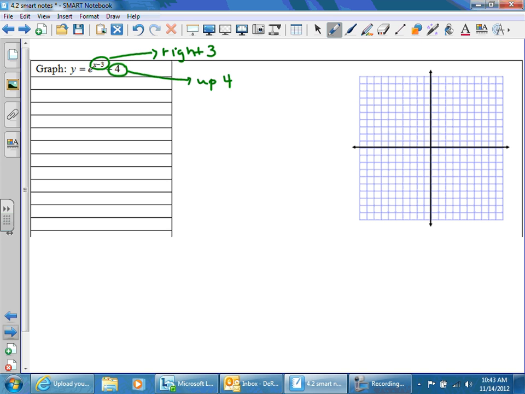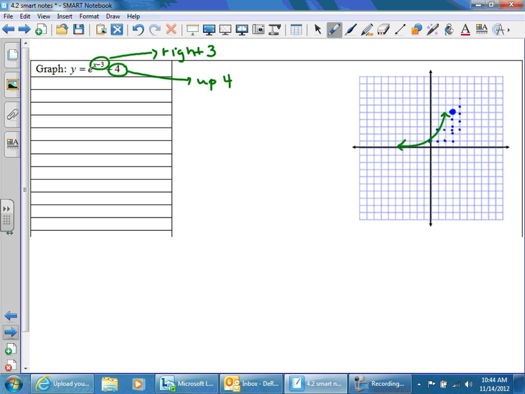So I'm going to start with my graph of e to the x. 0, 1, 1, I get out e, horizontal asymptote, and I'm going to take this point and go right 3. So 1, 2, 3, and up 4. 1, 2, 3, 4. So I'm going to plot it right there. I'm going to take this point, go right 3, 1, 2, 3, and up 4.